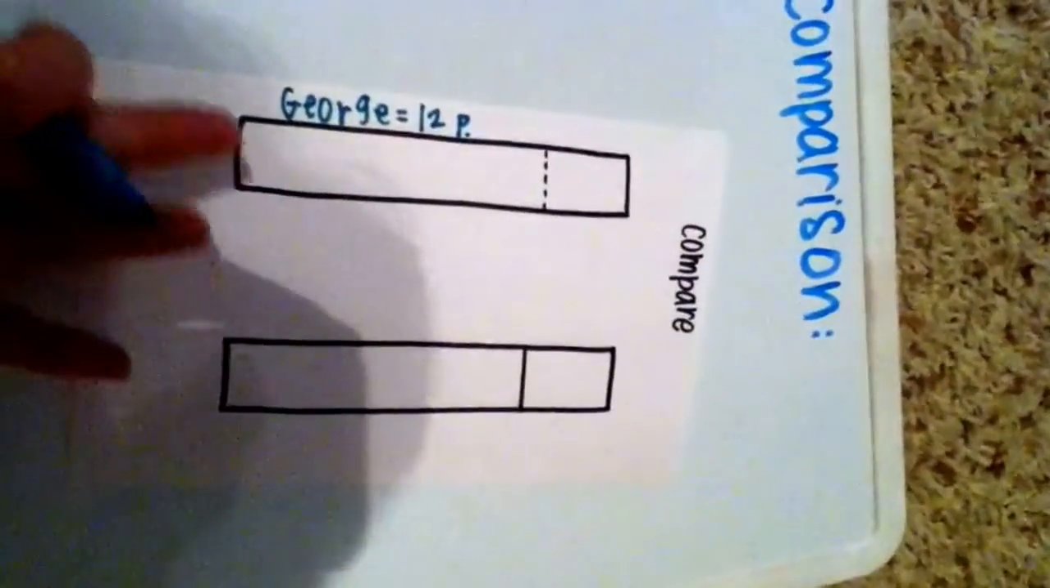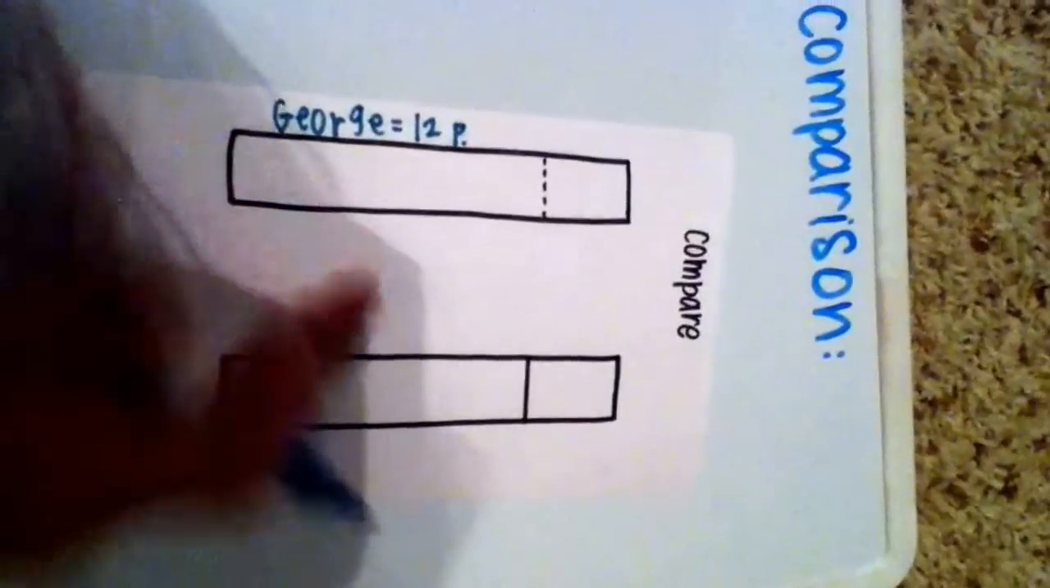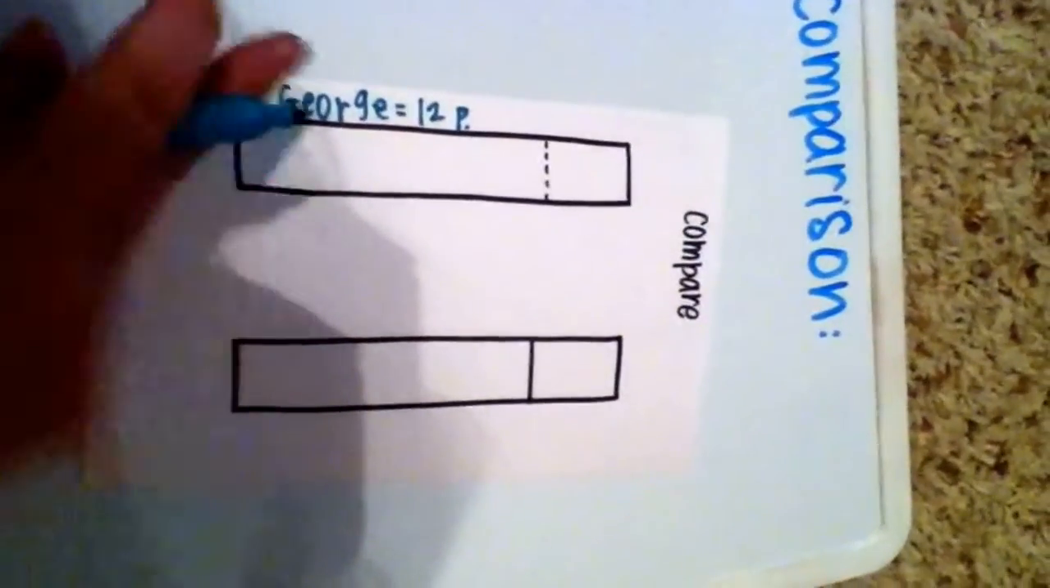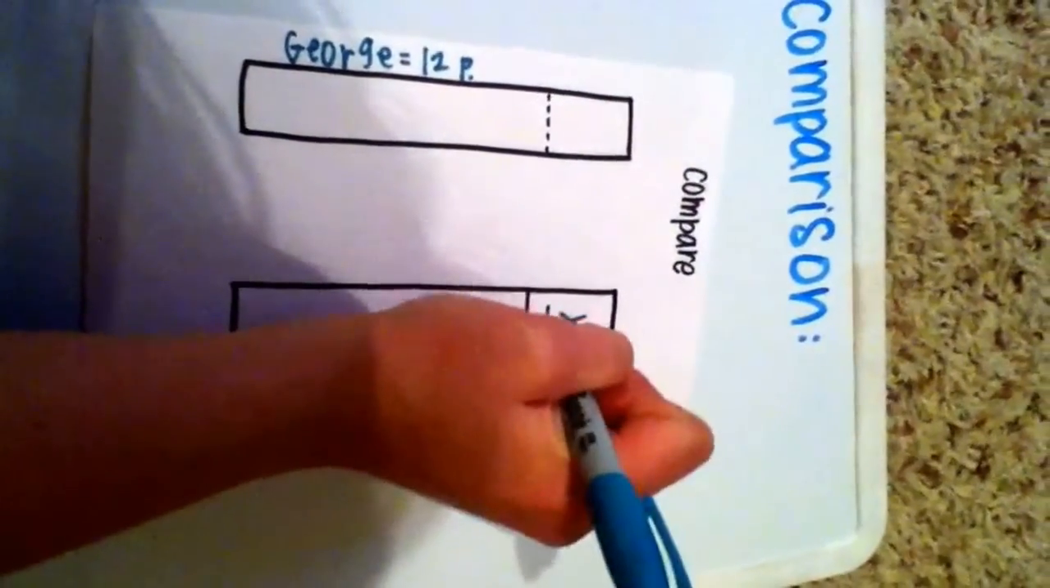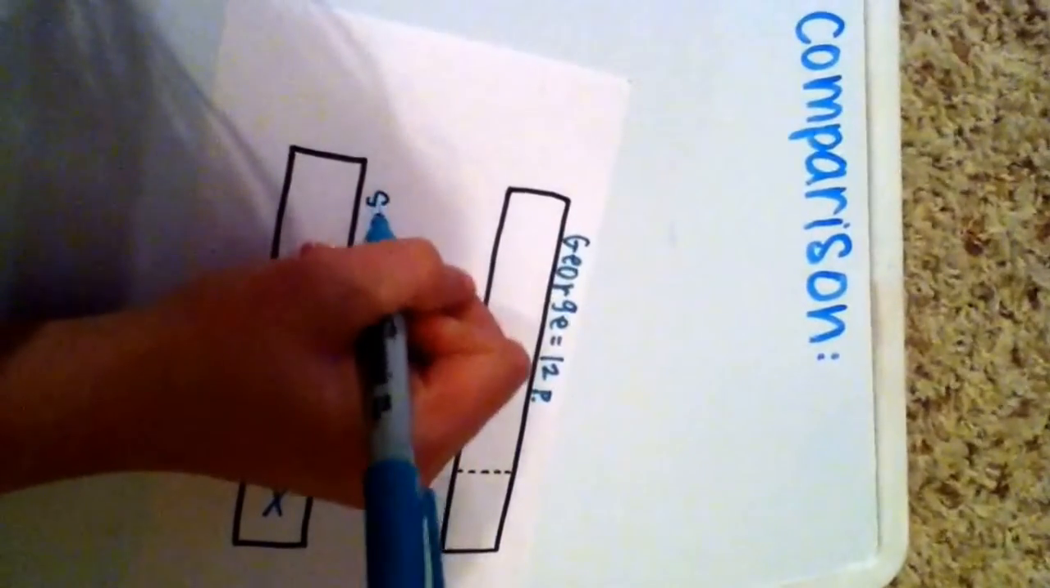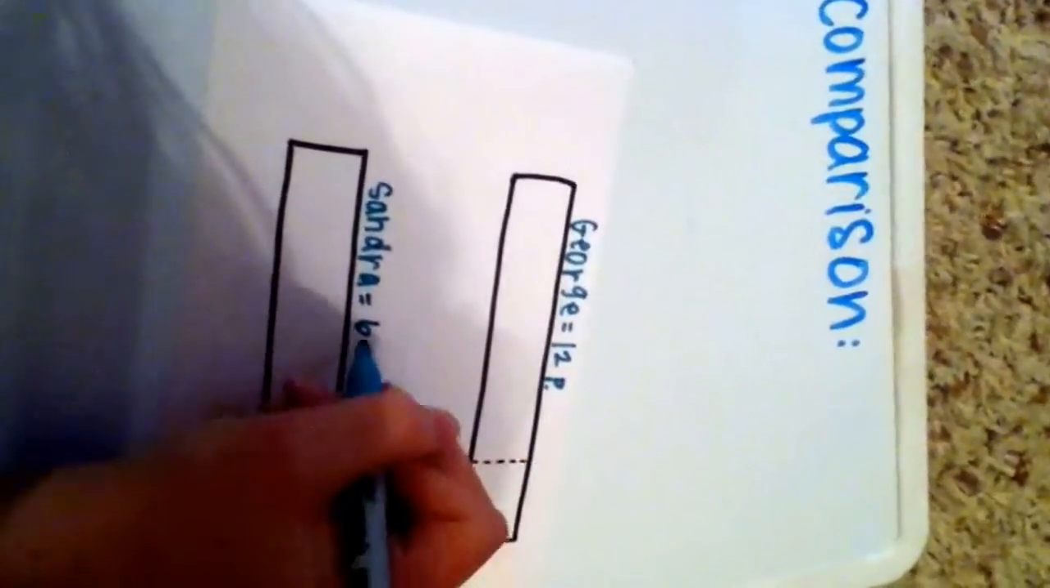Okay, and then we said that Sandra has 6 pennies. And so how many more pennies does George have than Sandra? So that is what's going to go here, the X, because we do not know what X is. But we do know that Sandra is right here, and she has 6 pennies.